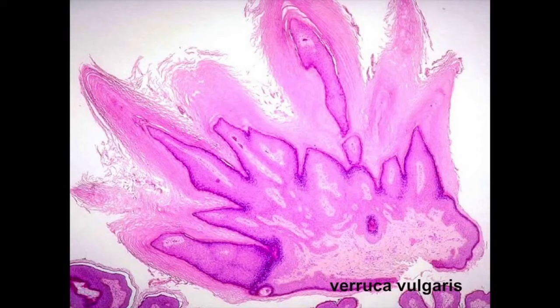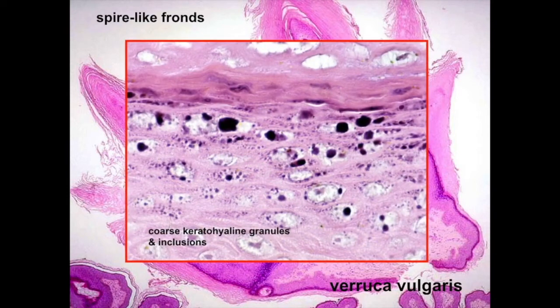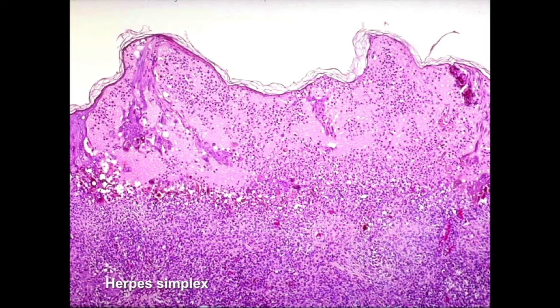Here's another papillomatous lesion, the verruca vulgaris, another viral lesion. Spire-like fronds are a classic feature that suggests a viral origin. The viral inclusions and keratohyalin granules that are characteristic features may be transitory, so this spire-like configuration is suggestive of the diagnosis.